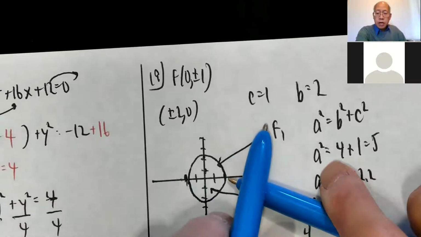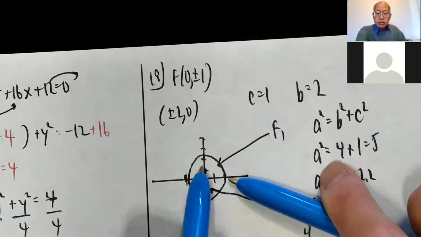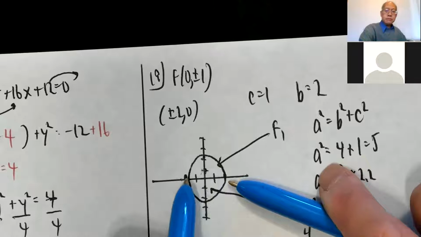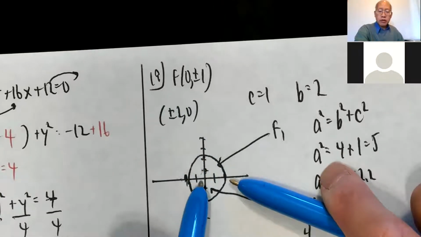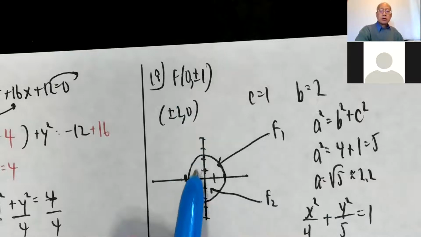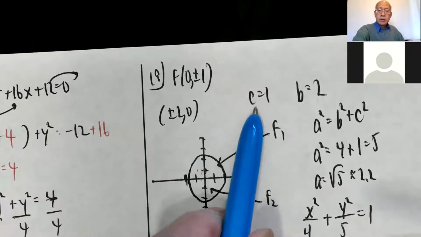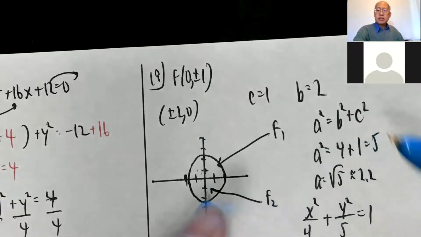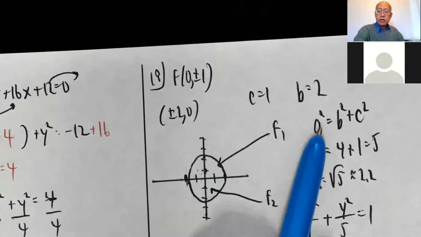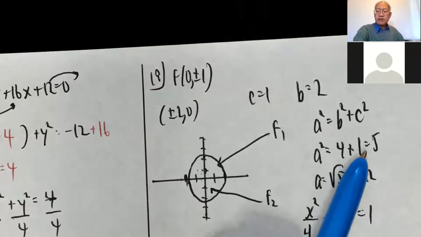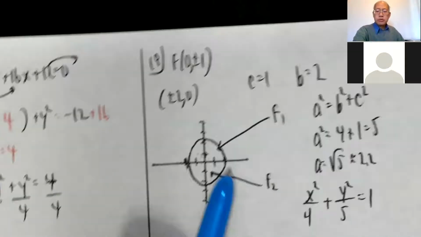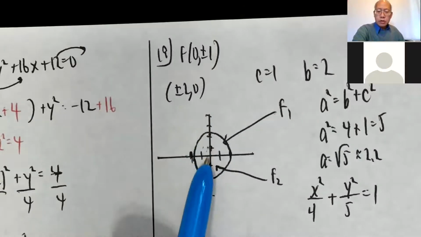B is 2. How do I know that? The foci are along the major axis. That tells me C is 1. So it must be bulging vertically. Foci are 0 plus or minus 1, centered at the origin, because it's halfway between the two foci. So I use my A squared equals B squared plus C squared. A squared is 2 squared, which is 4, plus 1 squared is 1, so 5. So A is radical 5, about 2.2. So I go 2.2 up, 2.2 down.